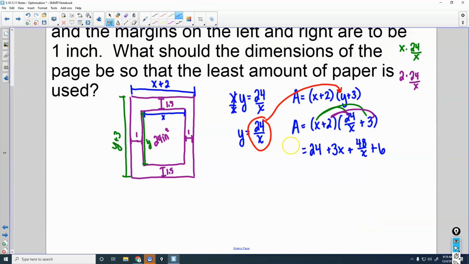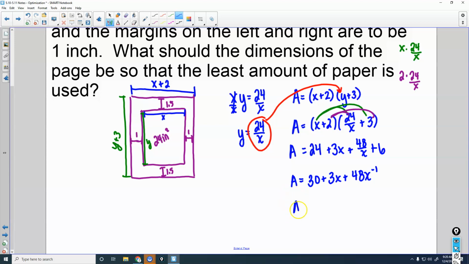Now, definitely at this point, if you did not already, you need to switch to some negative exponents. So you've got 24 plus 3x plus 48x to the negative 1 plus, oh wait, put that 6 and that 24 together. So that'll be 30 right there. Okay. We need to know the minimum of this, so we're going to take the derivative.